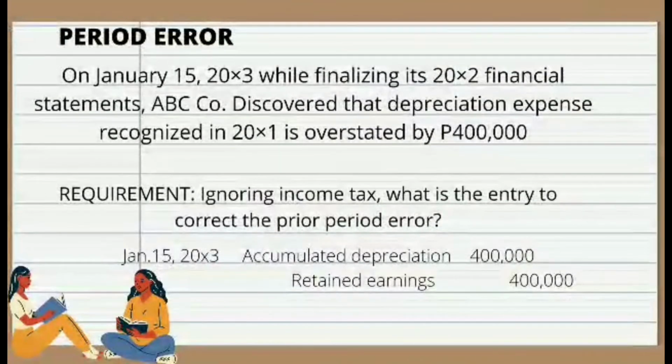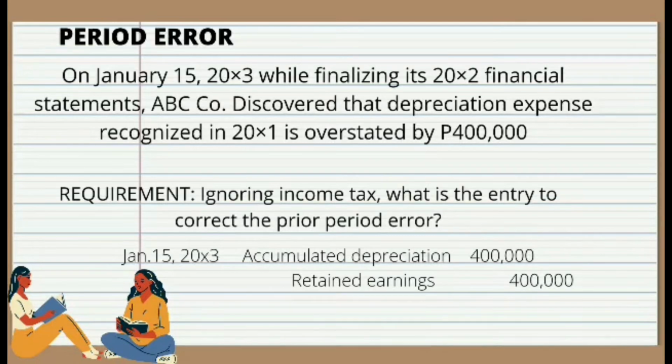Prior period error. On January 15, 20x3, while finalizing its 20x2 financial statements, ABC Company discovered that depreciation expense recognized in 20x1 is overstated by 400,000. So the requirement would be, ignoring income tax, what is the entry to correct the prior period error? So the entry would be January 15, 20x3 debit accumulated depreciation 400,000 and credit retained earnings 400,000.